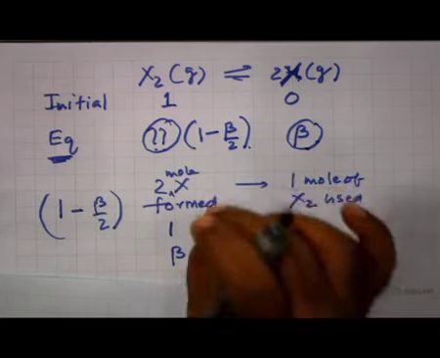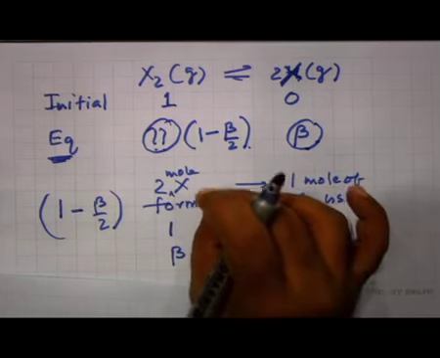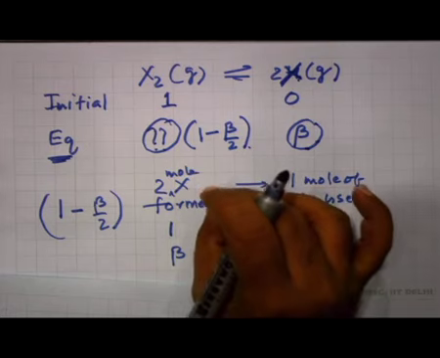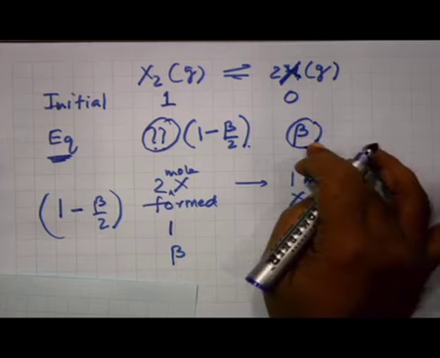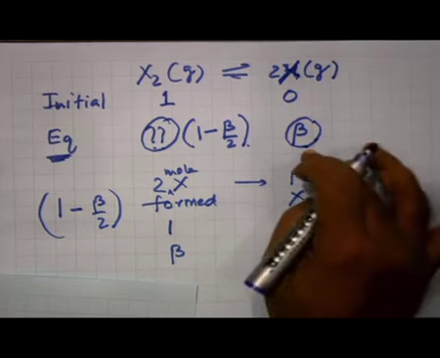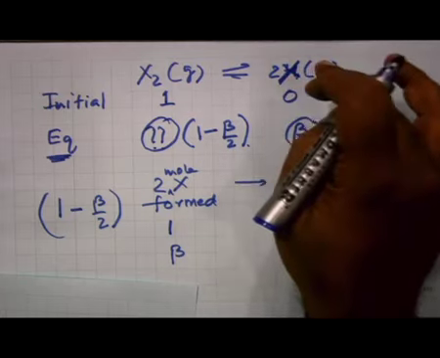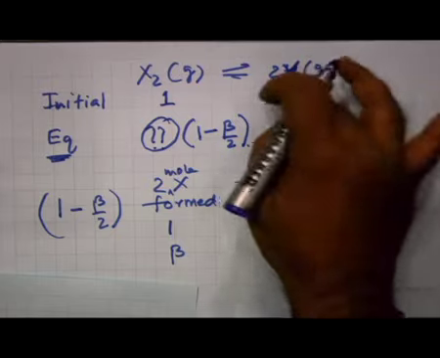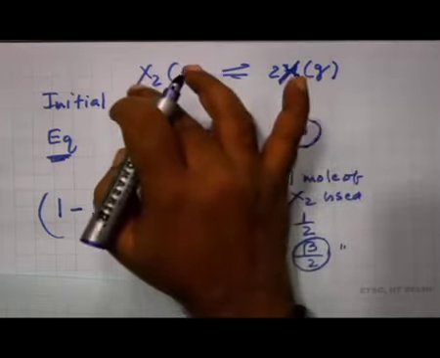You must first calculate how much mole of X2 is at equilibrium, and that you can do by using the fact that beta mole of X is formed, and 2 mole of X is formed from 1 mole of X2.